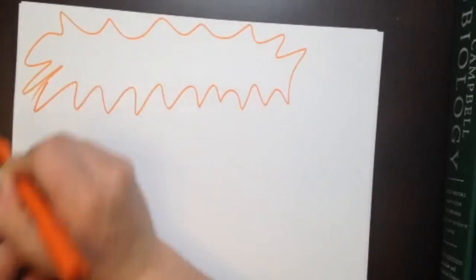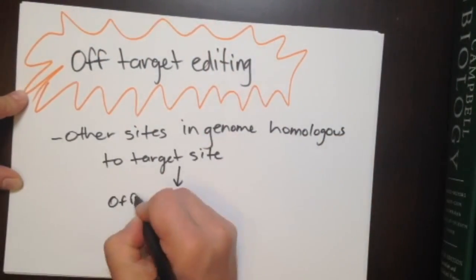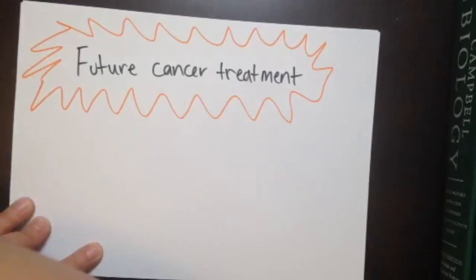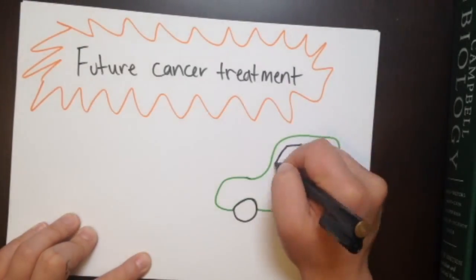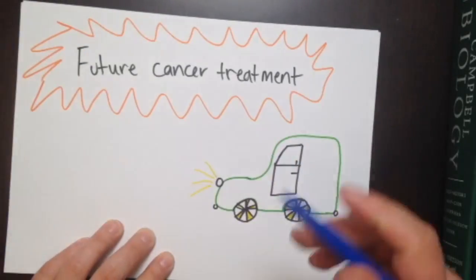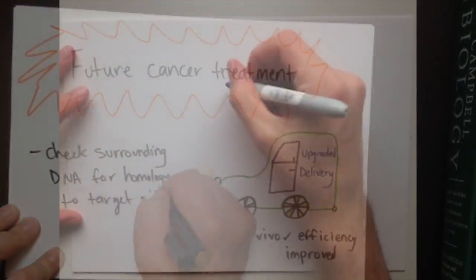There is also the risk of CRISPR-Cas9 machinery causing off-target changes due to a site being homologous to the target site. These unwanted changes could have a variety of consequences. If the CRISPR-Cas9 system were to be used as a future cancer treatment, an effective delivery system would need to be established. As well as this, the target site would need to be carefully selected to prevent off-target editing.